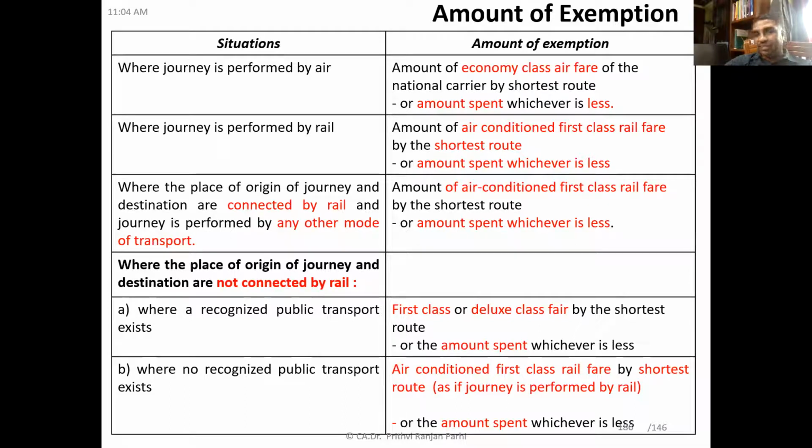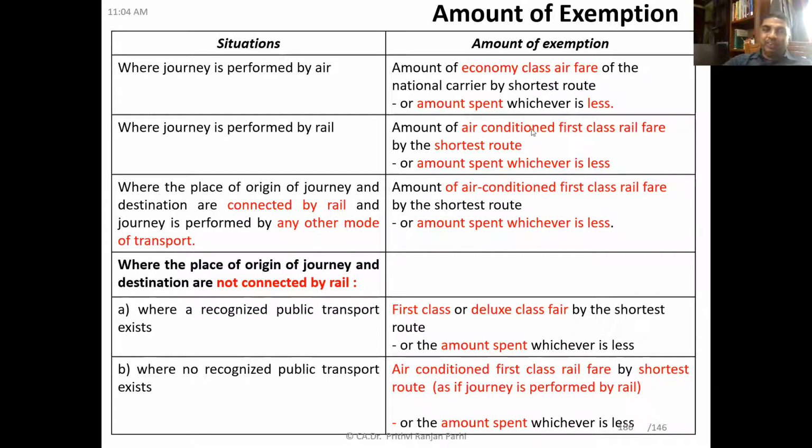That is exempt. So the first class or deluxe class fare by the shortest route, or amount spent, whichever is less, will be exempt. And where recognized public transport doesn't exist, then first class AC fare by the shortest route. We have to see as if the journey is performed by rail for that much distance, what the first class AC fare would be, or the amount spent, whichever is less, shall be exempt.